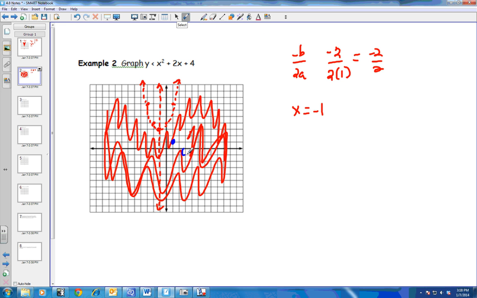Like the point 1, 1. And when I plug it in here, it should give me a true inequality. So when y is 1, 1 squared is 1, plus 2 times 1 is 2, plus 4, 1 is less than 7, and that's true. If I were to pick a point that's not in the shaded region, it would not give me a true inequality.